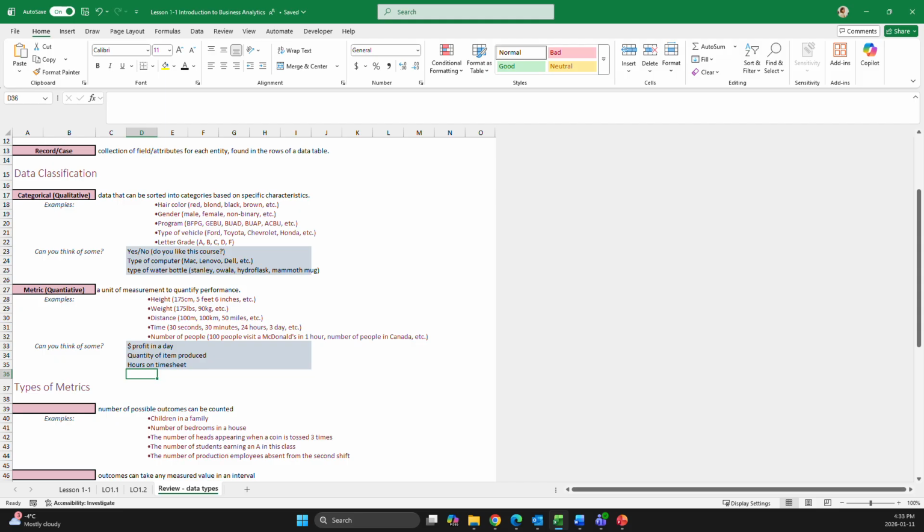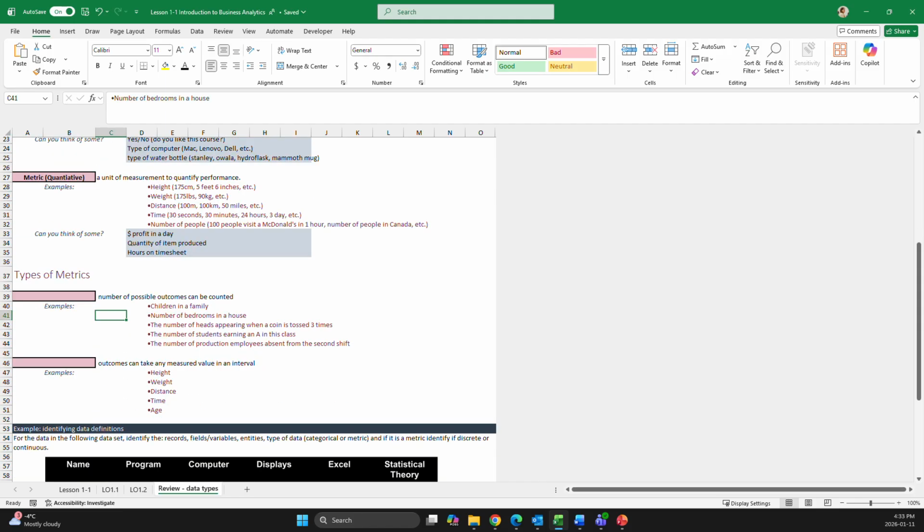For metrics, or for quantitative data, we can further break them down into two categories. If you can count the number of options, we call it discrete. This would be things like a number of people, where you can't have half of a person. It has to be a whole number that can be counted. Number of bedrooms, number of heads appearing when you toss a coin. Those are all examples of discrete variables.